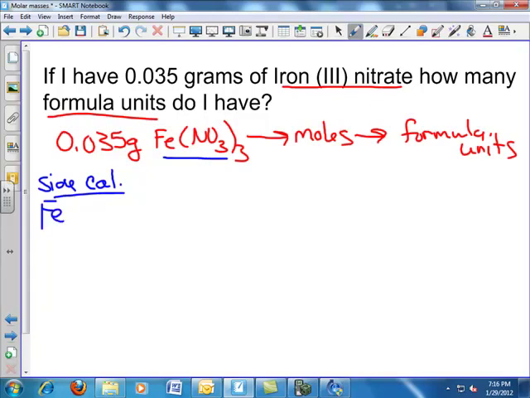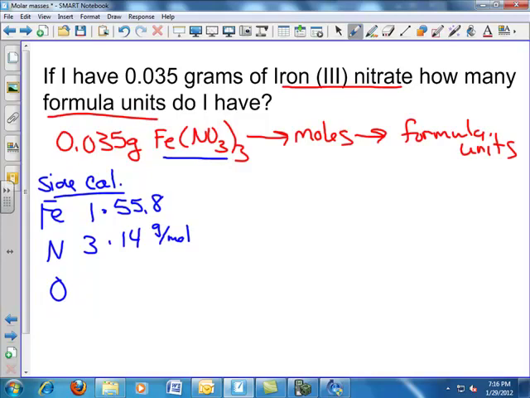So again, I break the compound apart. I have Fe, I have 1 Fe, and that 1 Fe is 55.8 grams. And I have nitrogen. How many nitrogen have I got? I've got 3 of them. Okay, and those are each at 14 grams per mole. And then how many oxygen have I got in this critter?